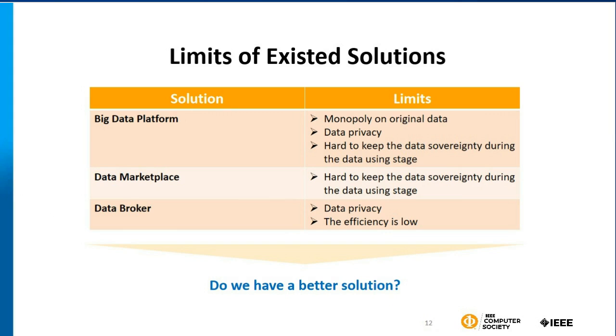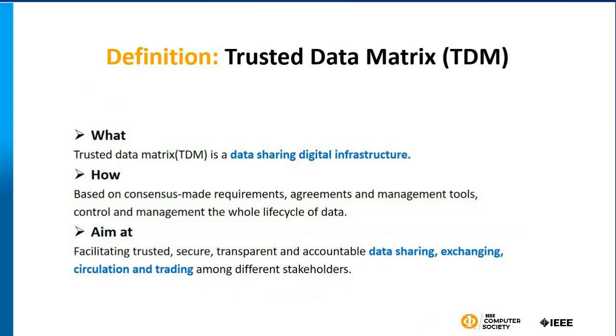So in summary, none of these three solutions could provide an end-to-end trusted data sharing solution from the data connection to destruction. And you may see that after the data is shared with another party, the data usage control is not even discussed there. And they could not guarantee the data sovereignty during the data usage stage in this point. The risks caused by monopoly of data and data privacy problems hinder the willingness of data suppliers to share their data. To overcome these limitations, the trusted data matrix is proposed as a digital infrastructure to support data sharing.